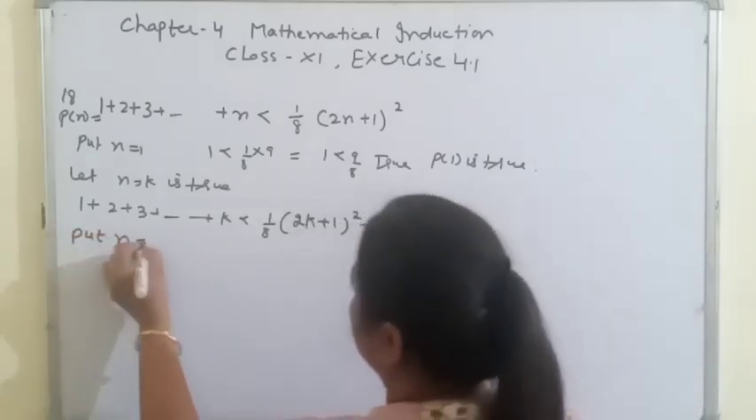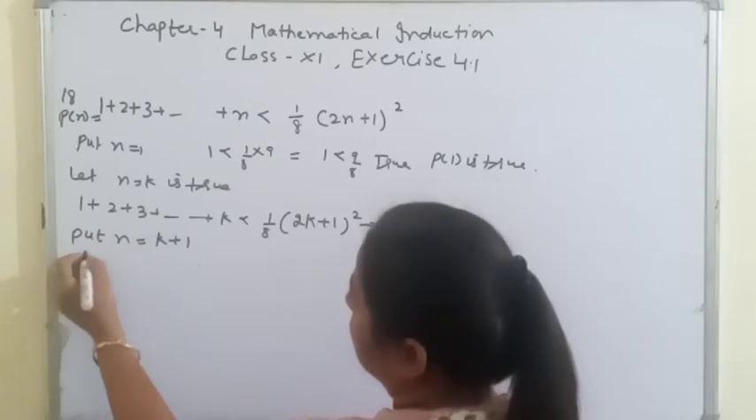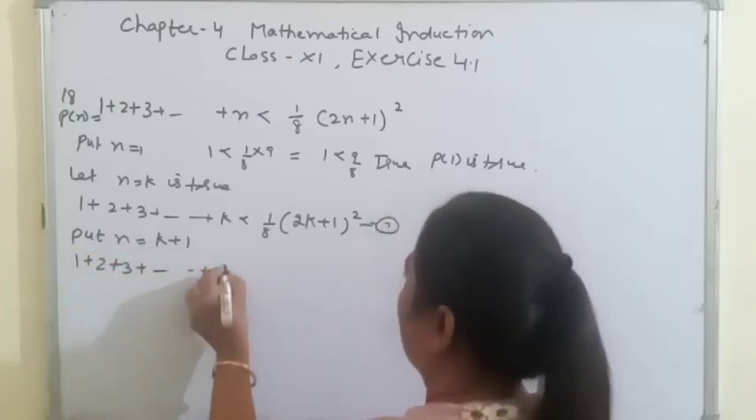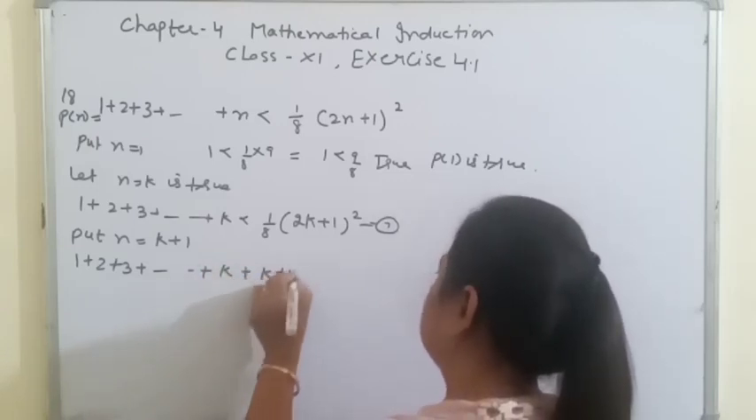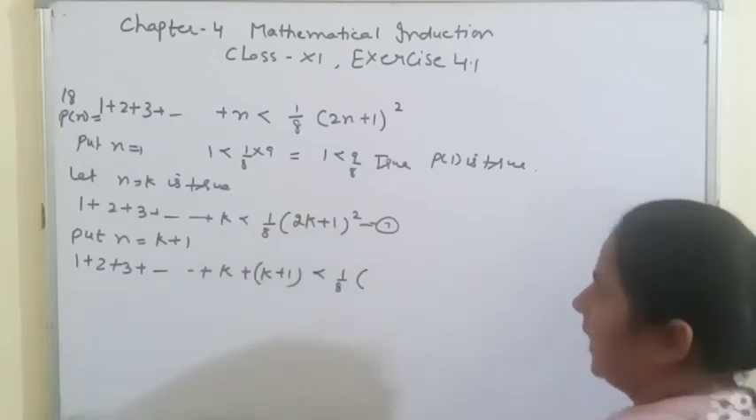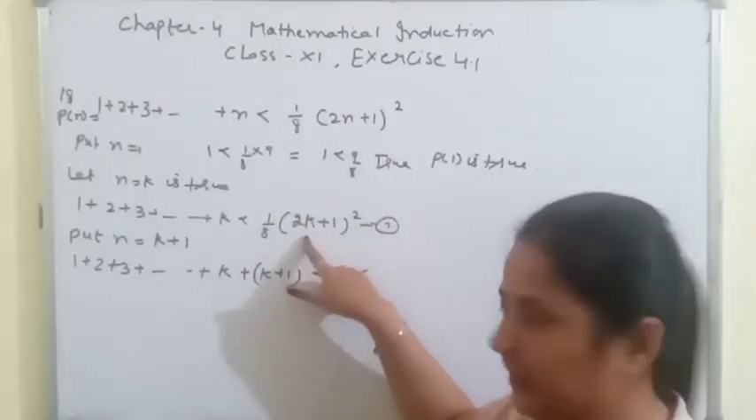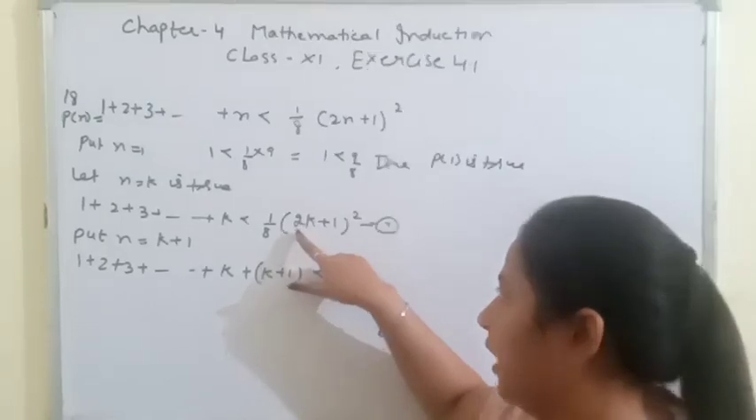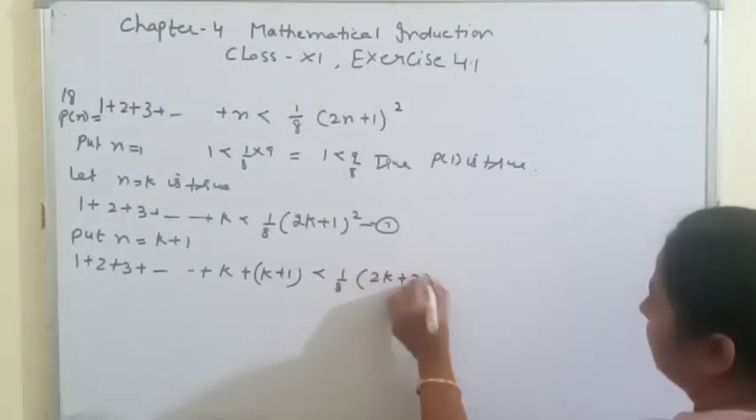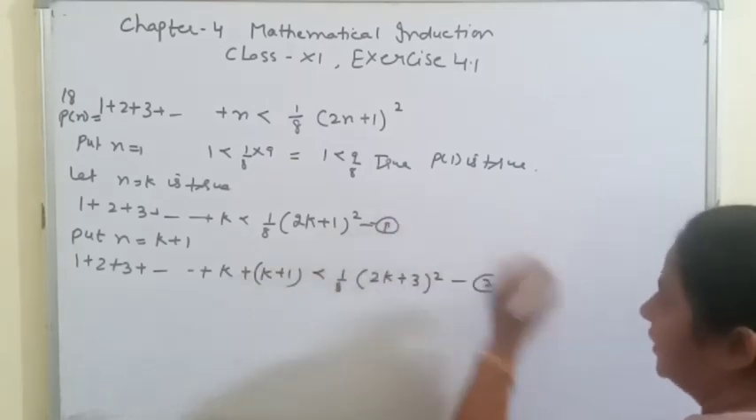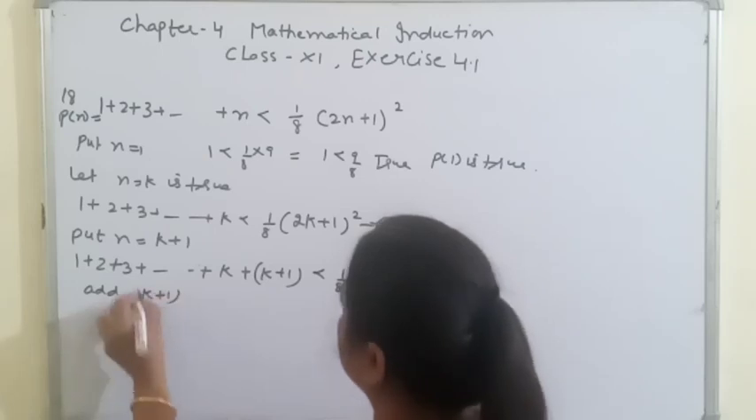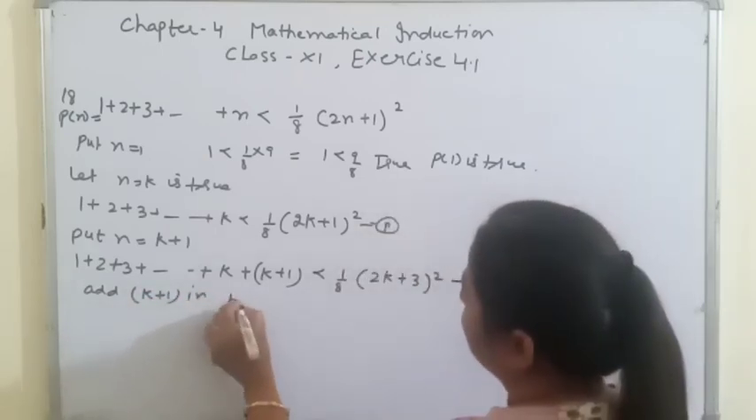Put n equal to k plus 1. 1 plus 2 plus 3 and so on, up to the second last term, then the last term, is less than 1 by 8. When we add k plus 1 in the place of k, it will become 2k plus 2 plus 1. It will become 2k plus 3 whole square. This is the second equation. Now add k plus 1 on both sides of the first.